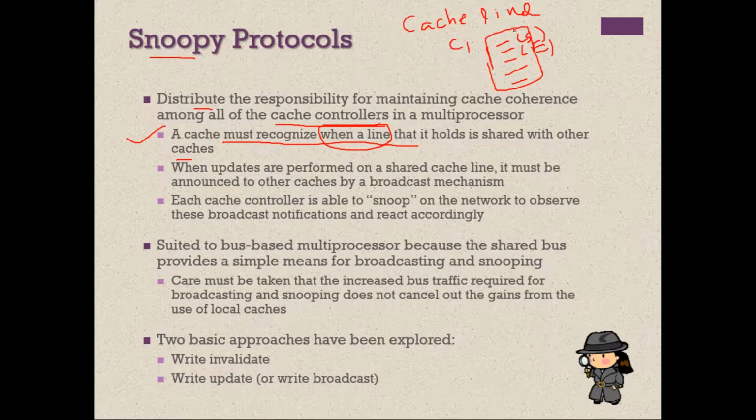Okay, so when updates are performed on a shared cache line, it must be announced to other caches by a broadcast mechanism. Here there is no centralized thing at all. So for example, you can assume something like this.